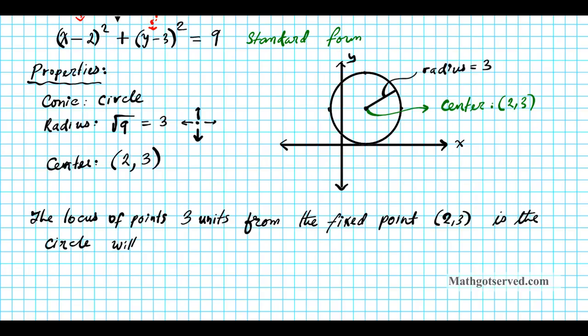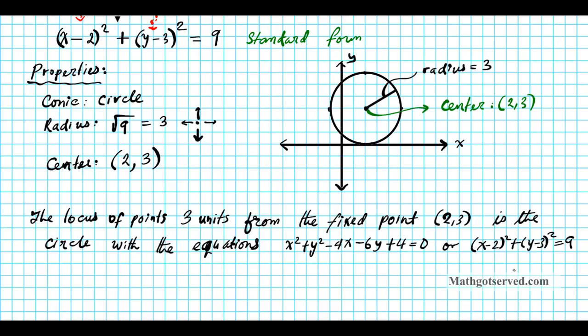with the equations. The first one we can write in general form: x squared plus y squared minus 4x minus 6y plus 4 equals 0, or the standard form, (x minus 2) squared plus (y minus 3) squared equals 9. Okay, so that's that.